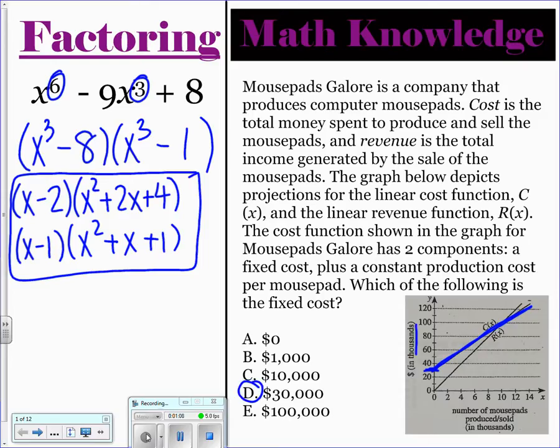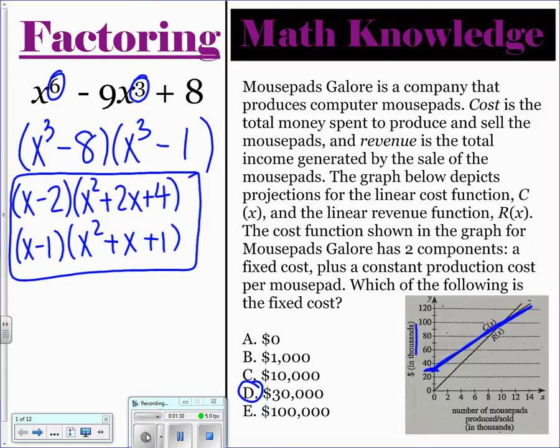Now, some of your fixed costs would be if you have to buy a building or rent a building, if you have to buy any machinery, or you have to have any insurance for your business. So those are all some fixed costs. So all of those for whatever business they needed to do for their mouse pads cost $30,000.